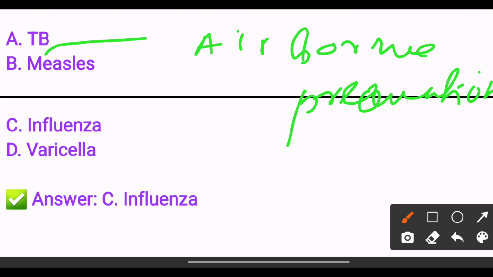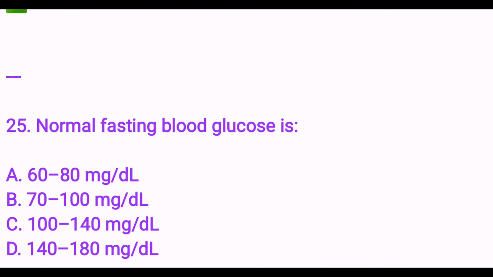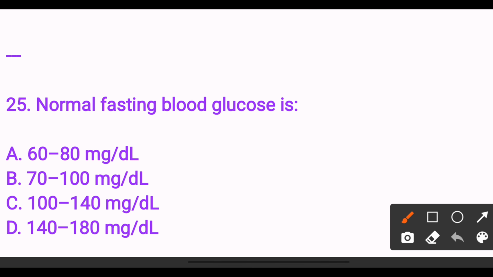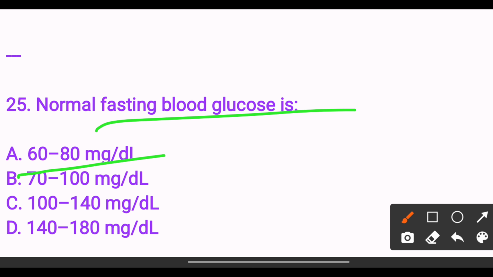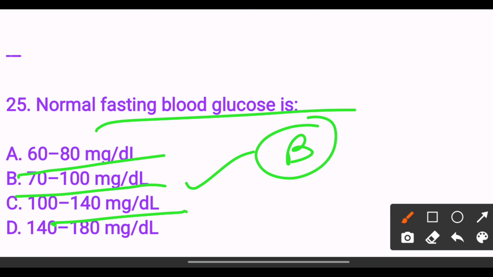Next, normal fasting blood glucose is option A 60 to 80 mg per dL, option B 70 to 100 mg per dL, option C 100 to 140 mg per dL, option D 140 to 180 mg per dL. The answer is option B 70 to 100 mg per dL.